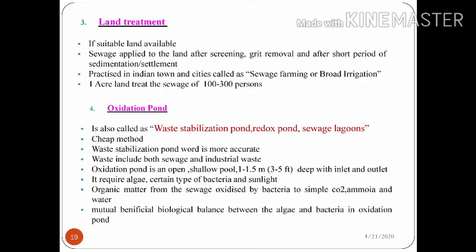Land treatment. Land treatment is also known as sewage farming. If sufficient and suitable land, that is, land having porous soil, is available, sewage may be applied to the land after grit removal, screening and a short period of settlement. This type of treatment is practiced in some Indian towns and cities, and it is known as sewage farming or broad irrigation. An acre of land would be required to treat the sewage of 100 to 300 persons.